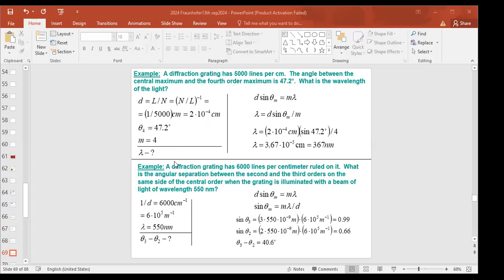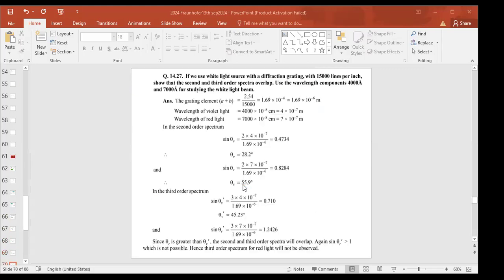Yeah, usage of that equation D sine theta is equal to M lambda in different ways, right? So go through these things. At least you should know to use D sine theta is equal to M lambda. And try these things with our way. I want to tell you the way of asking questions.